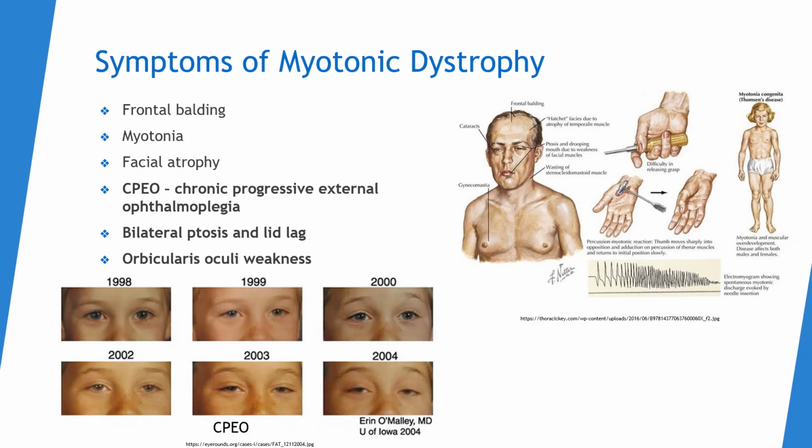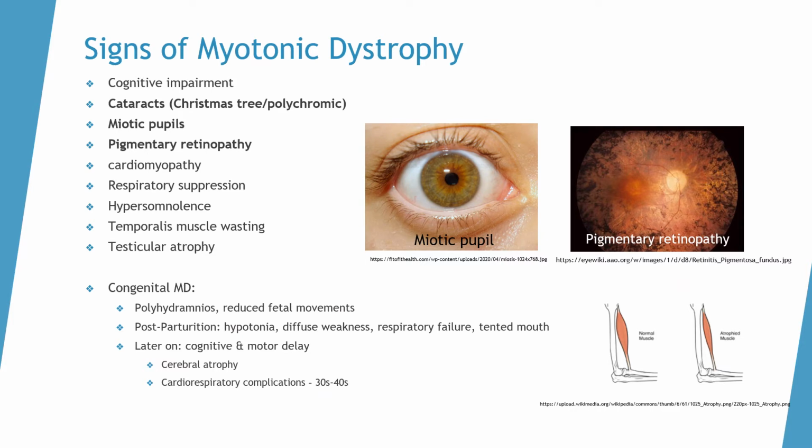The symptoms of myotonic dystrophy include frontal balding and myotonia, as well as facial atrophy. As mentioned before, myotonic dystrophy is part of the CPEO, or chronic progressive external ophthalmoplegia, where the extraocular movement of the eyes becomes more and more restricted. Bilateral ptosis, or low-lying upper eyelids, and lid lag, as discussed before, can be observed, and orbicularis oculi weakness can also be present. These are signs of myotonic dystrophy.